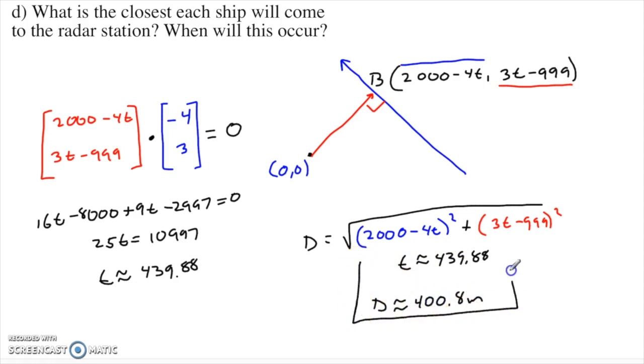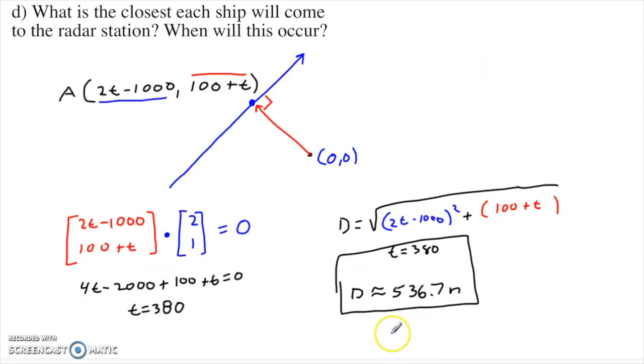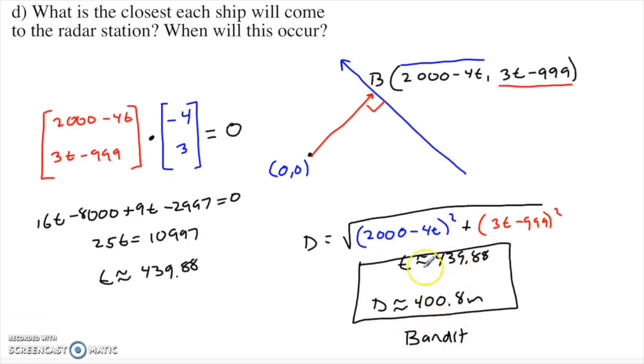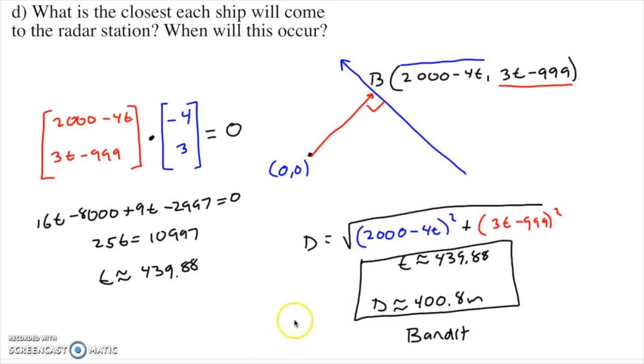So that is the closest that the bandit is ever going to come, right? This is the bandit. And perhaps I should have labeled that on the last one, so let me just pop back. This is the Aberdeen Fisher. And so there's our minimum distance, occurring at time 439, approximately 0.88.